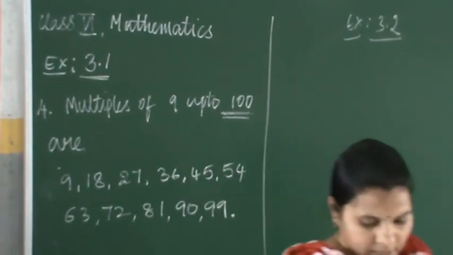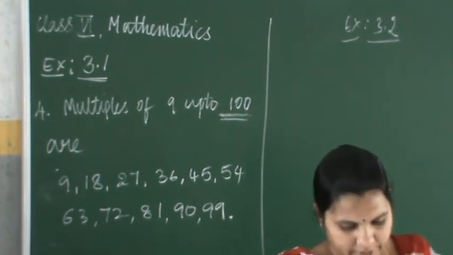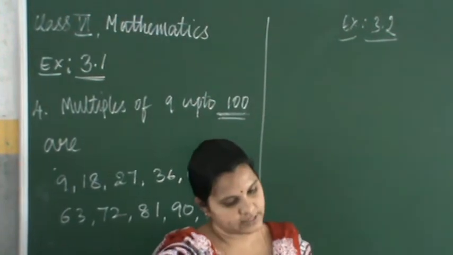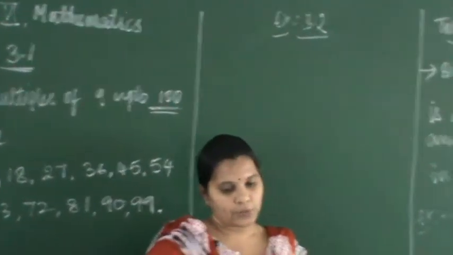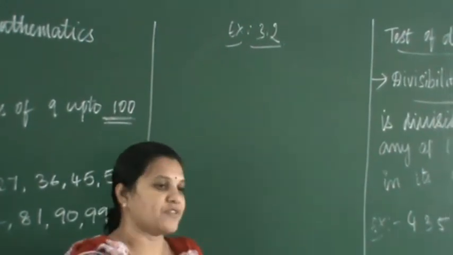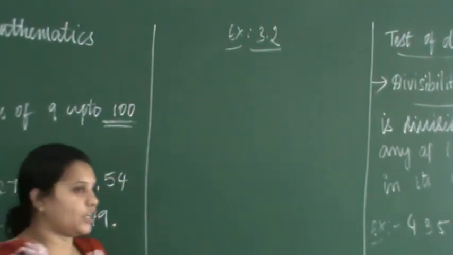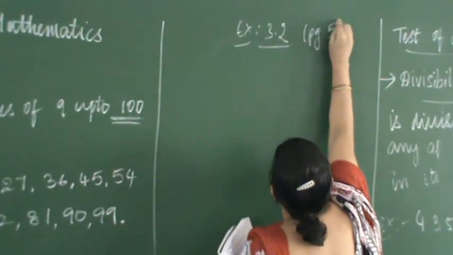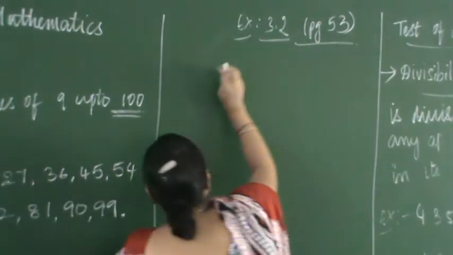Now, coming to exercise 3.2, children. Exercise 3.2 is full of true or false, and some of the problems we will discuss in the textbook only. Take out page number 53, exercise 3.2. Yes children.